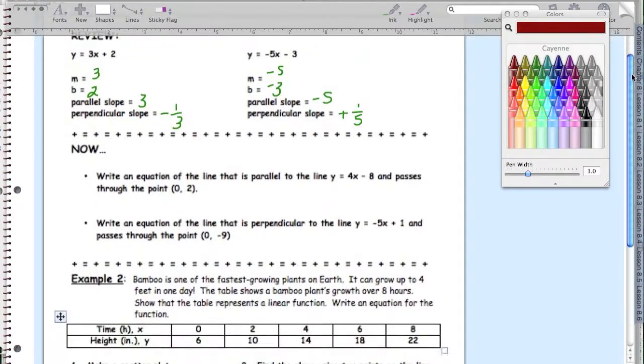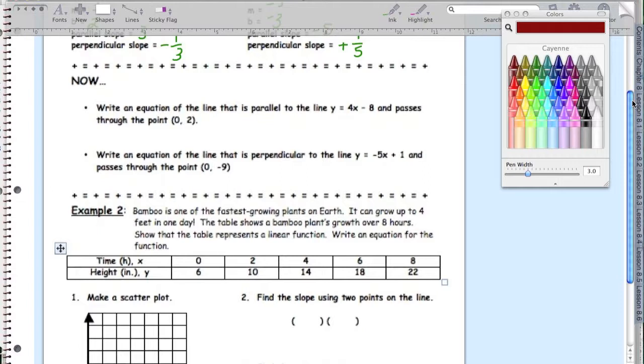Nicely done. Alright, now it says write an equation of the line that is parallel to this line and passes through this point. Ooh, there's a lot going on here. So let's highlight a few things. Parallel, we know same slope. Here's an equation that we're working from. Here it has a slope of 4, so our slope in our new equation is also going to be 4. And then they're giving us a point it's passing through, and notice, like I just said, there's 0 in the x, meaning that this is really your y-intercept.